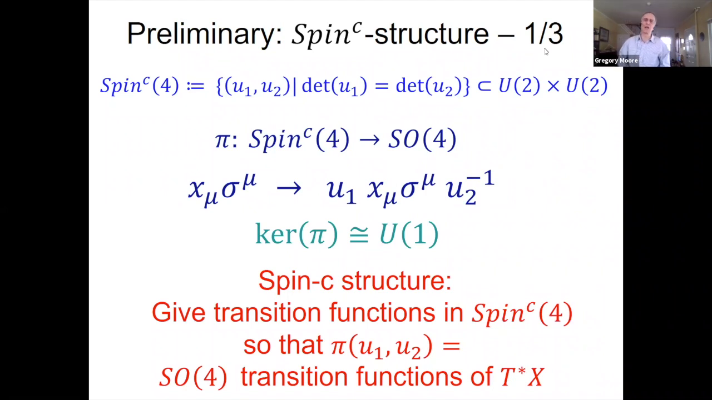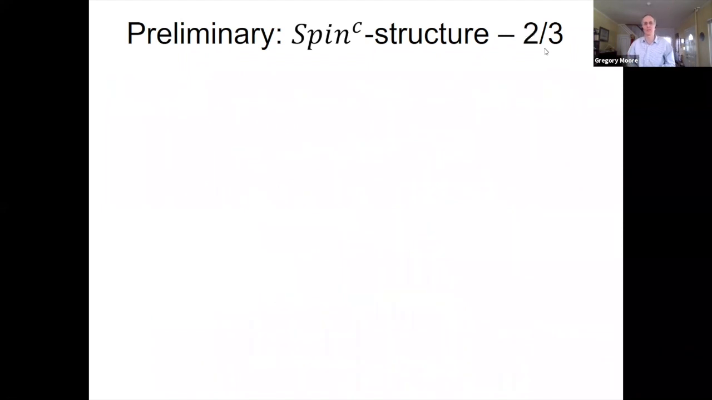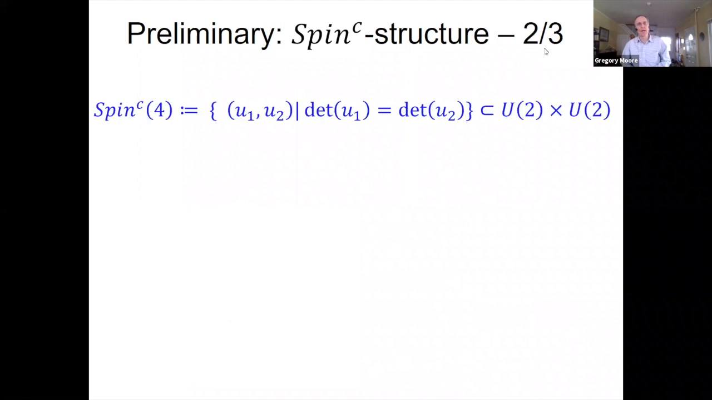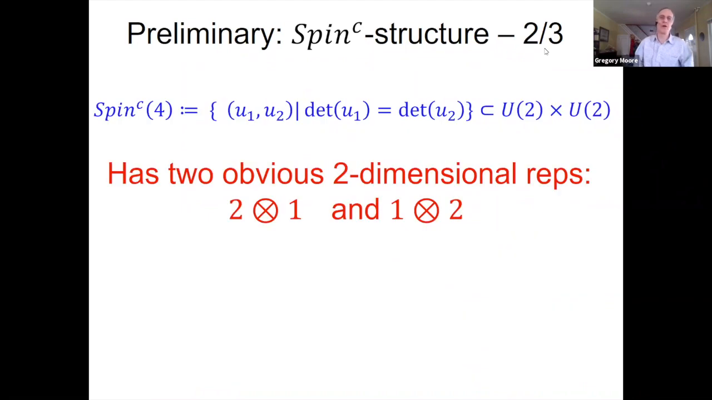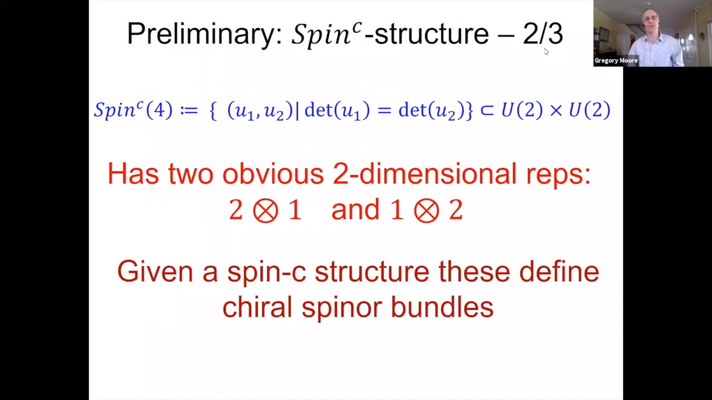So by definition, to give a spin-c structure is to give transition functions on your manifold valued in Spin-c(4), so that if you apply this homomorphism, you get the SO(4) transition functions of the cotangent bundle. Now, here again is Spin-c(4), and it rather obviously has two-dimensional representations. I can take the fundamental of each of the two U(2) factors. So then if I'm given a spin-c structure, these define what we can call chiral spin bundles. I'll call them W plus and minus.